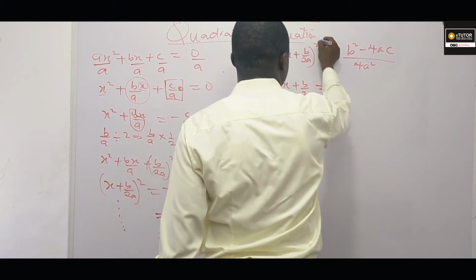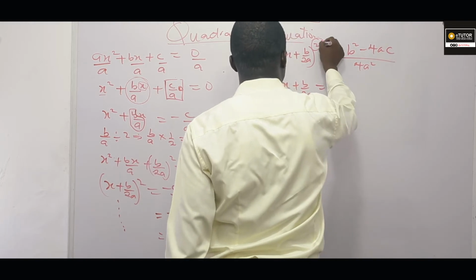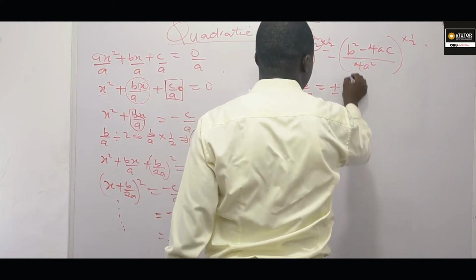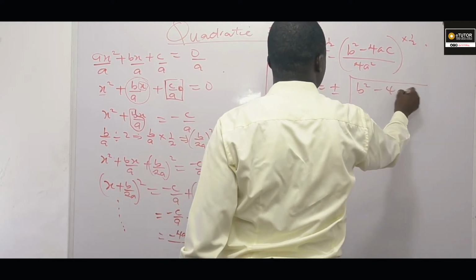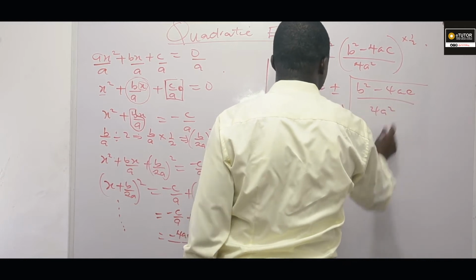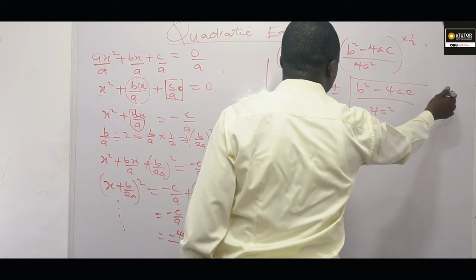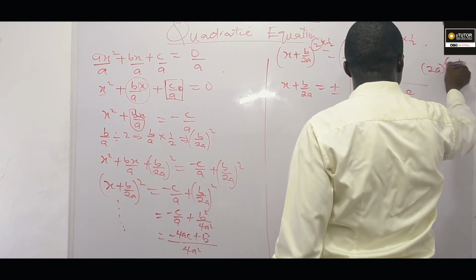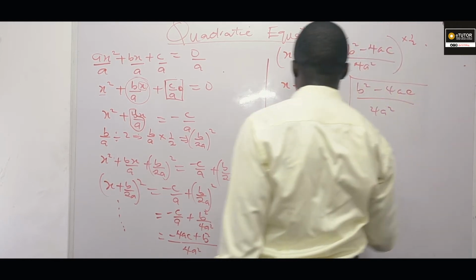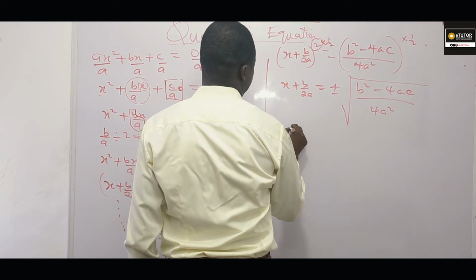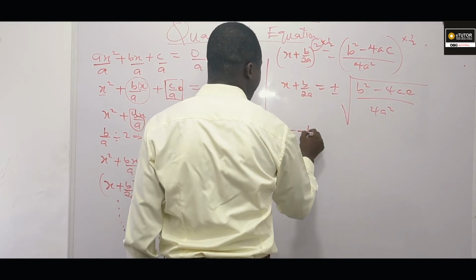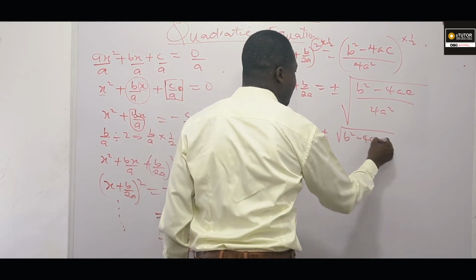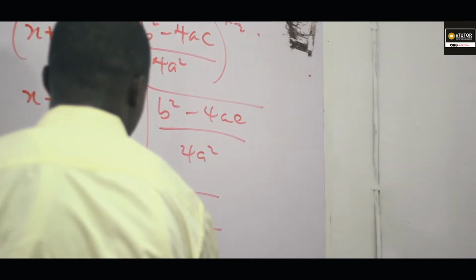When this one comes here, that is the square, it becomes square root, meaning that times 1 over 2 times 1 over 2. What do you have? Plus or minus the square root of b squared minus 4ac all over 4a squared. The square root of this denominator is 2a. That is 2a squared times 1 over 2, which is this 2a. So the down one becomes 2a. Then we have what? x equal to, when this one comes here, becomes what? Minus b over 2a plus or minus the square root of b squared minus 4ac all over 2a.